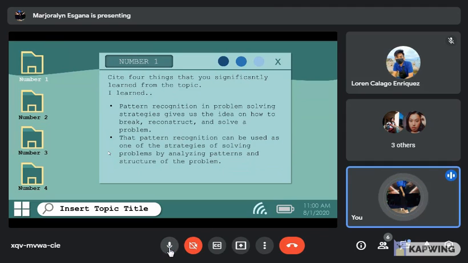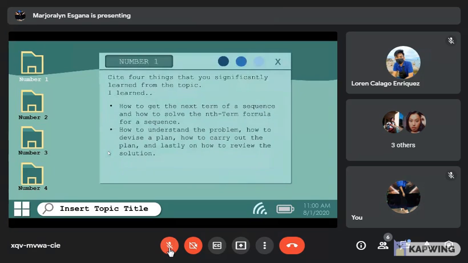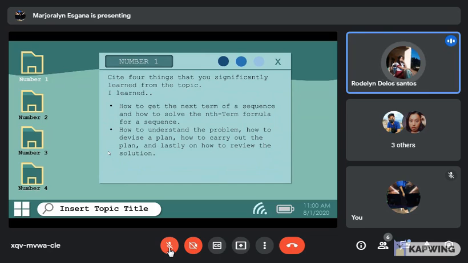I learned that pattern recognition can be used as one of the strategies of solving problems by analyzing patterns and structure of the problem. This is in order to find the solution and the relationship between the set of given data. Since it is a pattern, then we can make formulas as an easy way to solve the problem. I learned how to get the next term of a sequence and how to solve the nth term formula for a sequence.